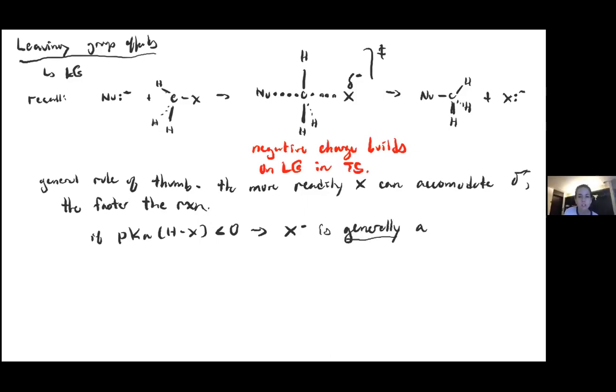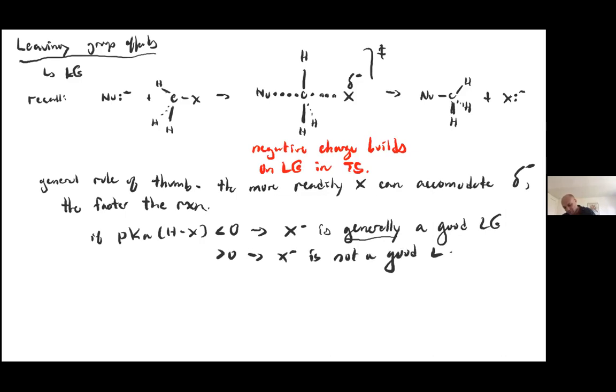Sorry, Professor Herzog, quick question. That's meant to be a delta minus, not a delta plus, correct? Yeah, this is a delta minus. Thanks. Okay, thank you. Yeah, my handwriting. Yeah, delta minus. So if the pKa of HX is less than 0, then what we say is X minus is generally going to be a good leaving group. And this is an important point: if the pKa is greater than 0, X minus is not a good leaving group. Okay.